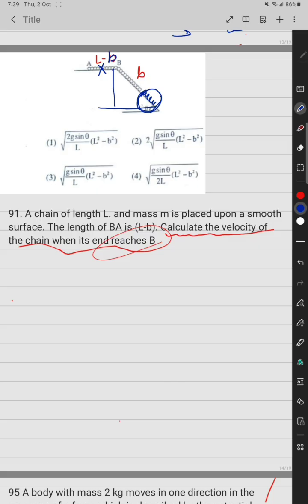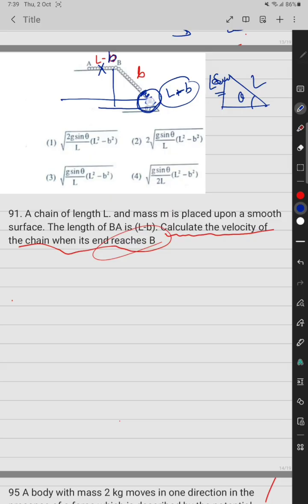Then what is the displacement of this part? Displacement of this part is L minus B. When the L minus B reaches this position, then what is the displacement in the downward direction? Suppose the total length is L and this angle is theta. This is L sin theta.